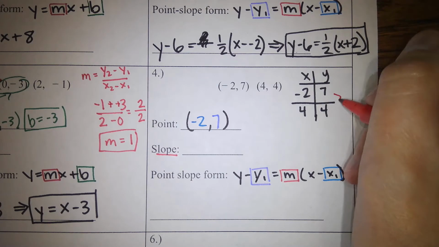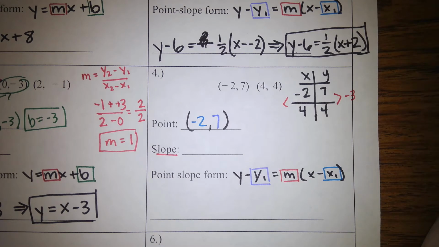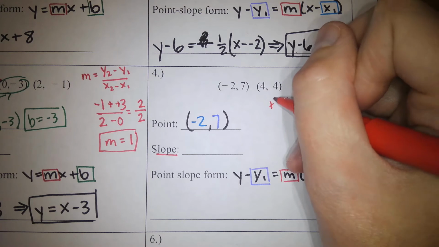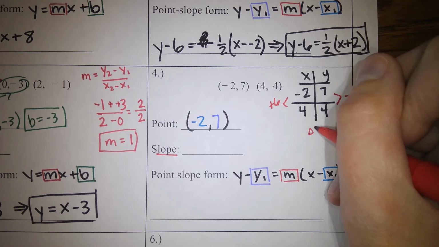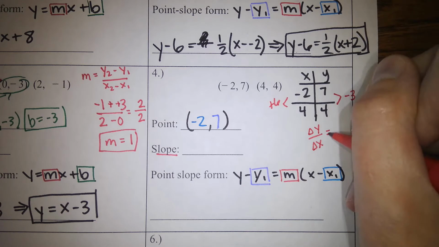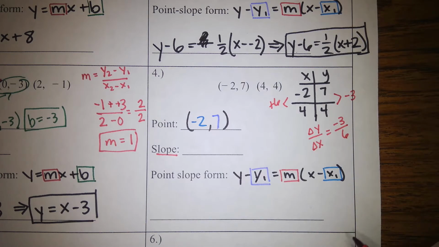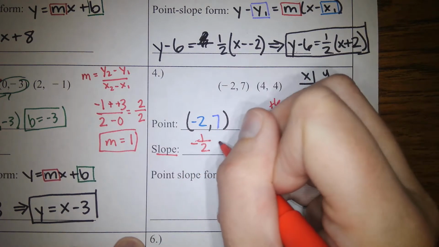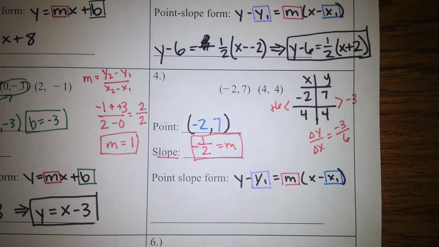When we do this, we get -3. When you do this, you get +6. From -2 to +4, we add 6. So the change in our y over the change in our x gives me -3/6, which would reduce down to -1/2. So that is equal to our m, which is wonderful.